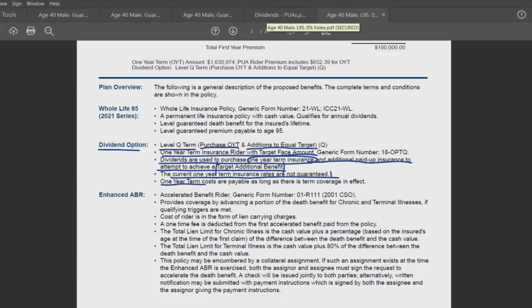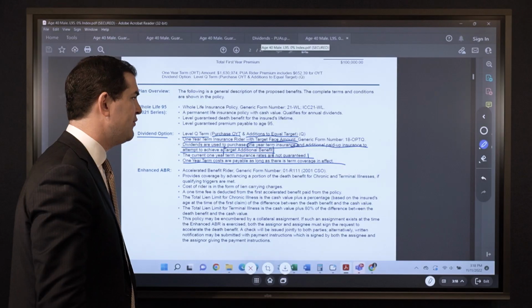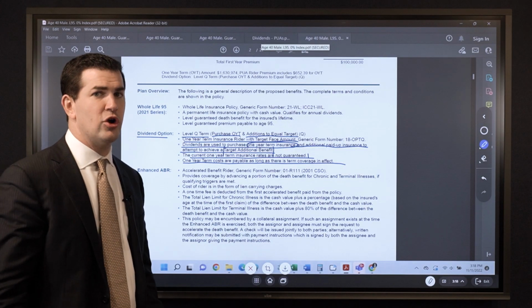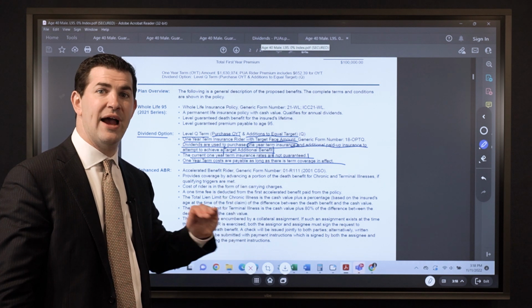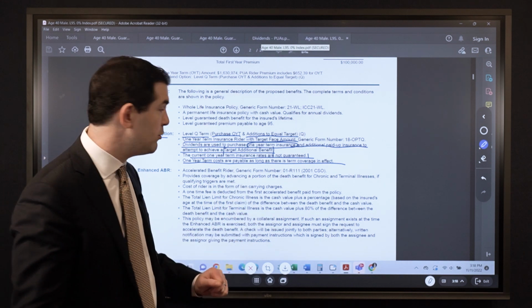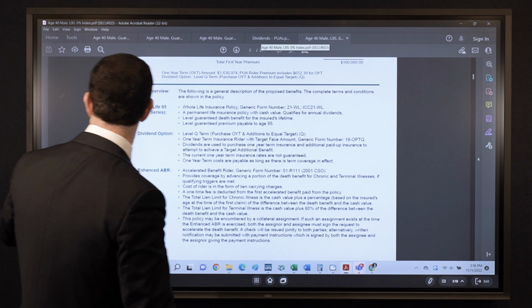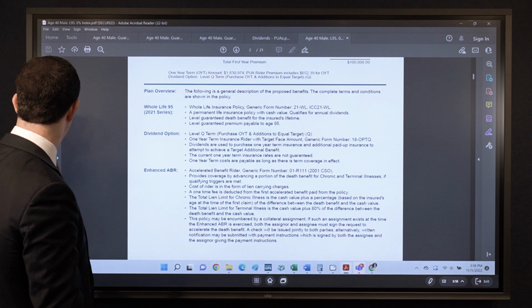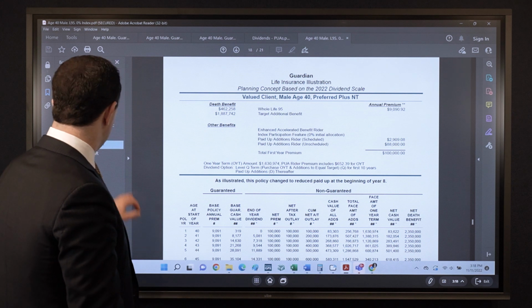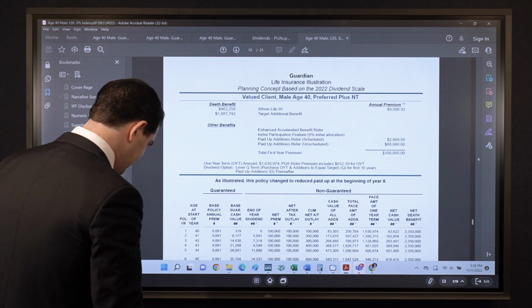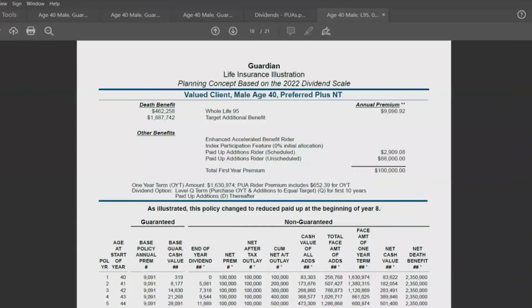And then 1-year term costs are payable as long as there is term coverage in effect, meaning the term rider is still attached. What you will see is it eventually burns out, and we also have the option to reduce it or remove it altogether. So let's take a look here at the same illustration page that we looked at before. So what we've got here is as follows.